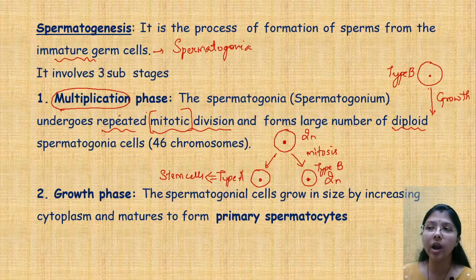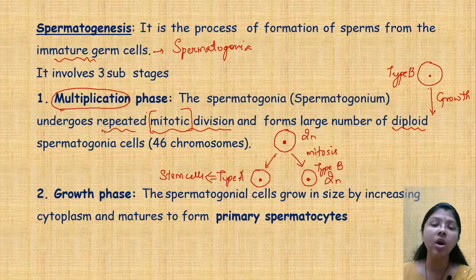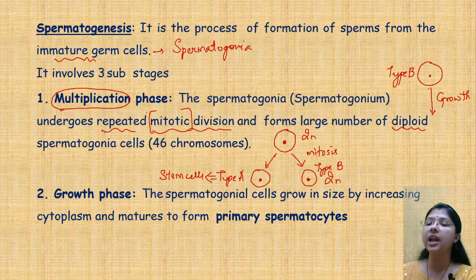मल्टीप्लिकेशन फेज में क्या हो रहा है? जो स्पर्मेटोगोनिया सेल्स है वो बार बार माइटोटिक डिवीजन कर रहे हैं और 2 टाइप के सेल्स फॉर्म करेंगे, टाइप ए एंड टाइप बी. टाइप ए सेल्स जो है, they will retain the property to divide. वापस वो डिवाइड होके जो है बार बार स्पर्मेटोगोनिया सेल्स ही बनाएंगे. But type B spermatogonia cells, what are they going to do? They are going to undergo the second phase, that is the growth phase.